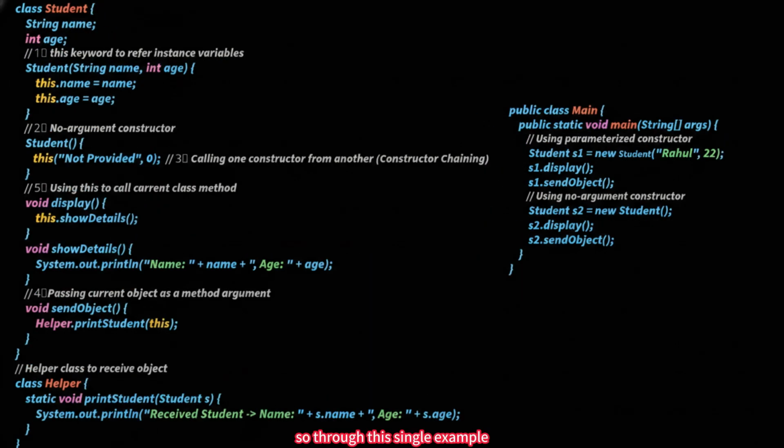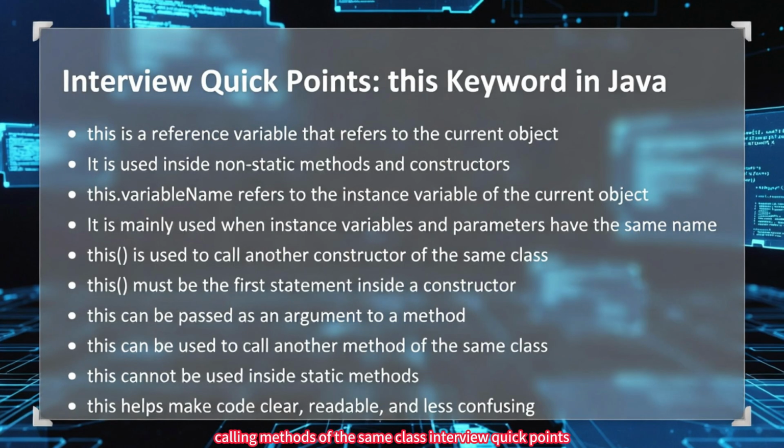So through this single example, we clearly understand all important uses of the this keyword: referring to instance variables, avoiding confusion between variables and parameters, calling one constructor from another, passing the current object as an argument, and calling methods of the same class.